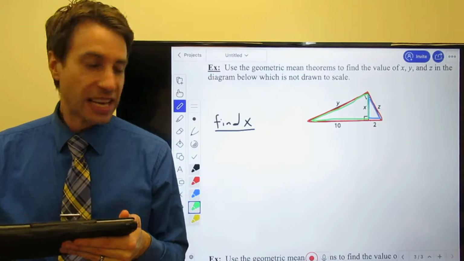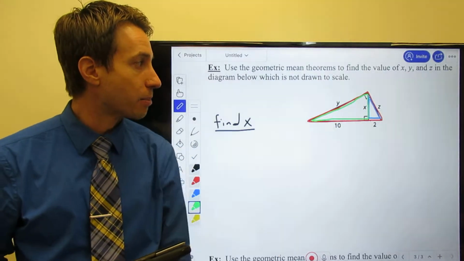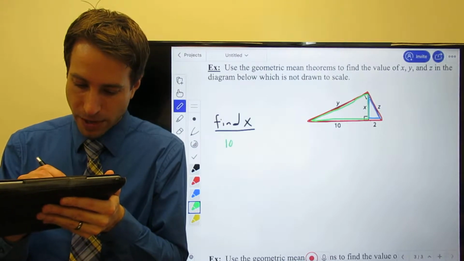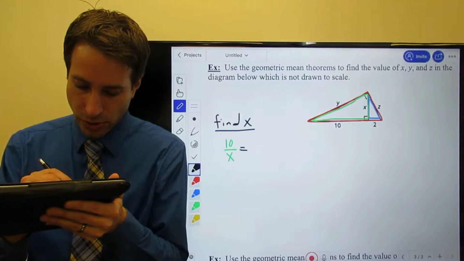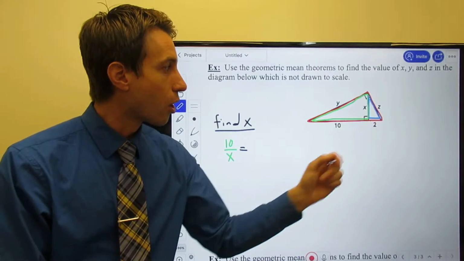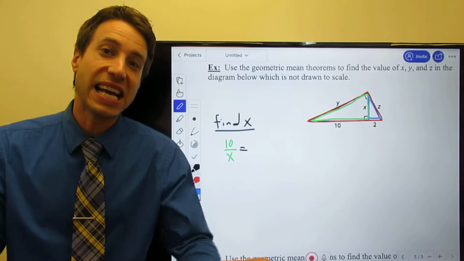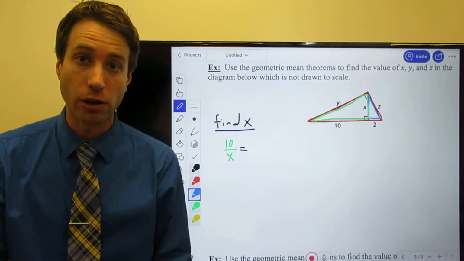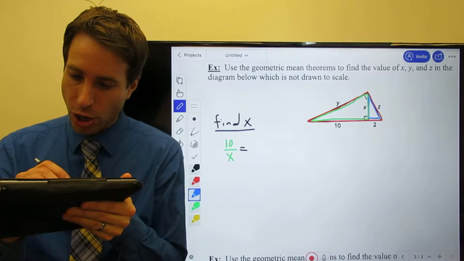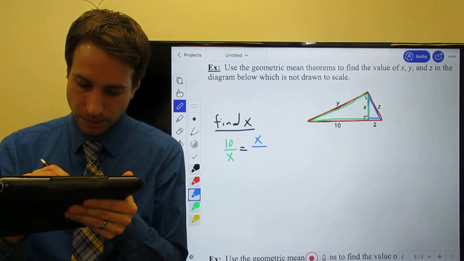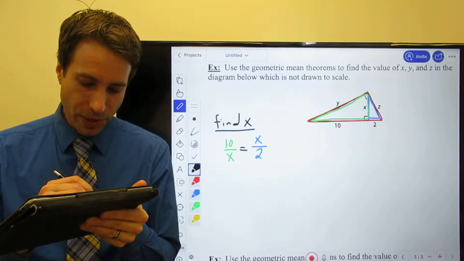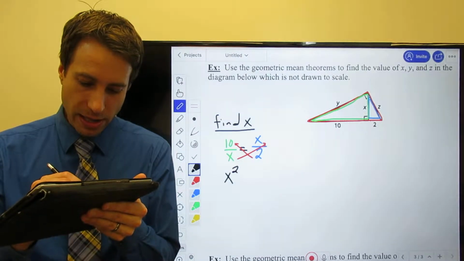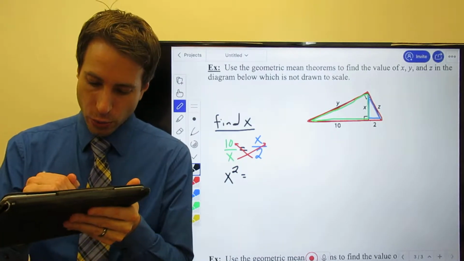Green triangle first. Is x the longer or shorter side compared to 10? Obviously the 10 is the longer side. So it'll be 10 over x is equal to, now the blue triangle. Is x the longer or shorter side? Well, since x was the shorter side for the green triangle, it's got to be the longer side for the blue triangle. So it'll go on top. And to solve this, we cross multiply. What I wind up with then is x squared is equal to 10 times 2, which is 20.